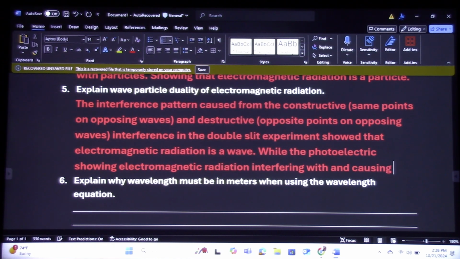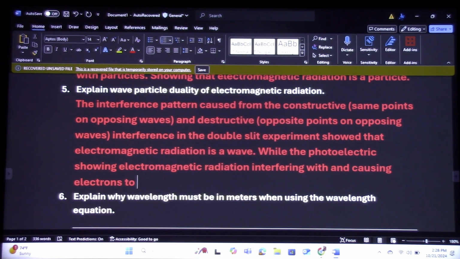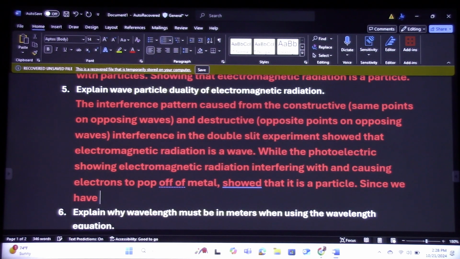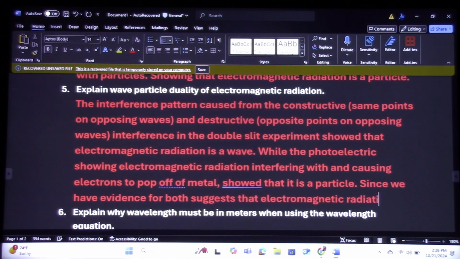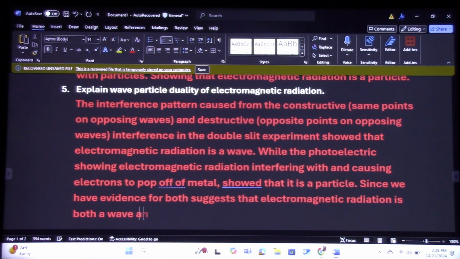interfering and causing electrons to pop off of metal shows that it is a particle. Since we have evidence for both, that suggests that electromagnetic radiation is both a wave and a particle.